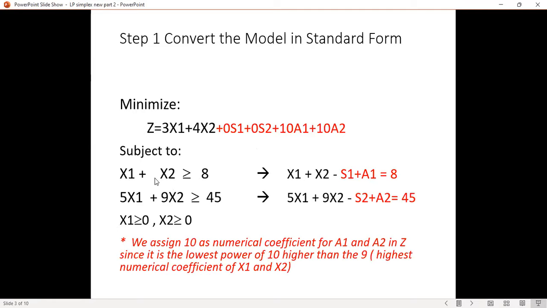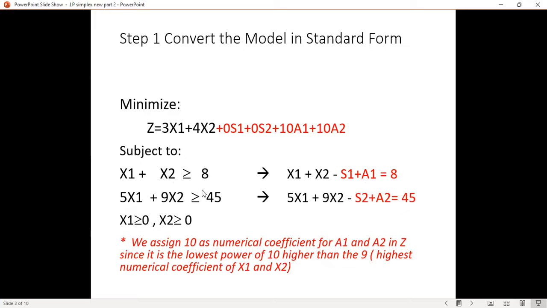Since the first inequality in the constraint is greater than, as shown in the previous presentation, if it's greater than, you subtract a surplus variable and add an artificial variable. So for x1 plus x2 greater than or equal to 8, in converting this to an equation, we subtract S1 and add A1 to the left side, and then convert the symbol from greater than or equal to into equality.